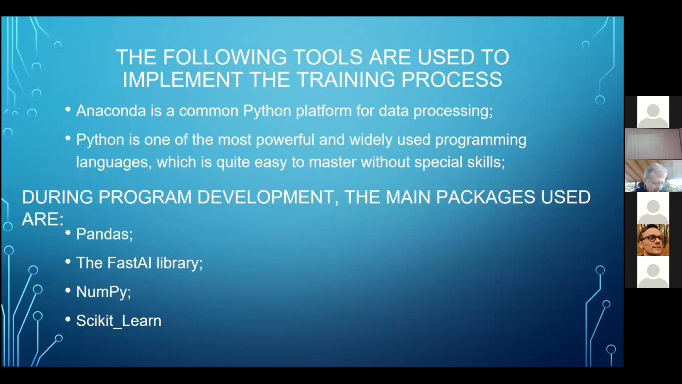The following tools are used to implement our training process: Anaconda, which is a common Python platform for data processing. Anaconda Navigator is a desktop user interface that is part of the Anaconda distribution, and Python is one of the most powerful programming languages. During program development, the main packages which we will use are Pandas, the fastai library, NumPy, and scikit-learn. These are the main libraries in our work.